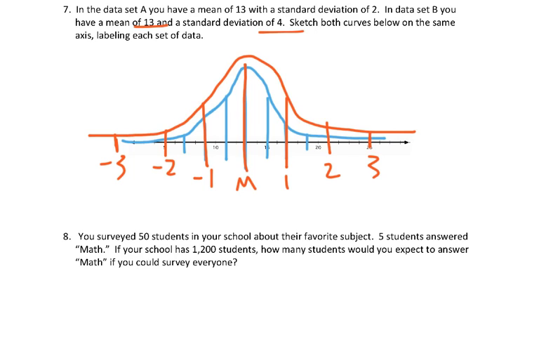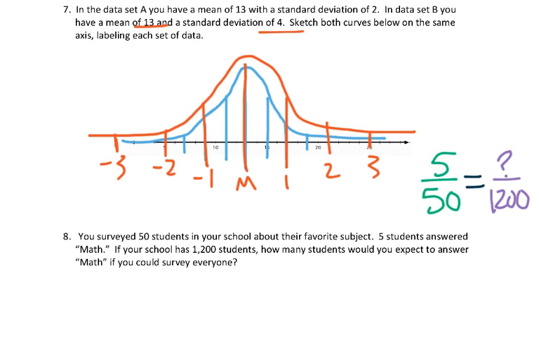So, number 8. You surveyed 50 students in your school about their favorite subject. 5 students answered math. If your school has 1,200 students, how many students would you expect to answer math if you could survey everyone? Alright, so if we're thinking about this one, a proportion is the way you want to go. Think of it like this. So we had 5 students out of 50 that gave us our desired result. Okay? And we're applying that to 1,200 students.